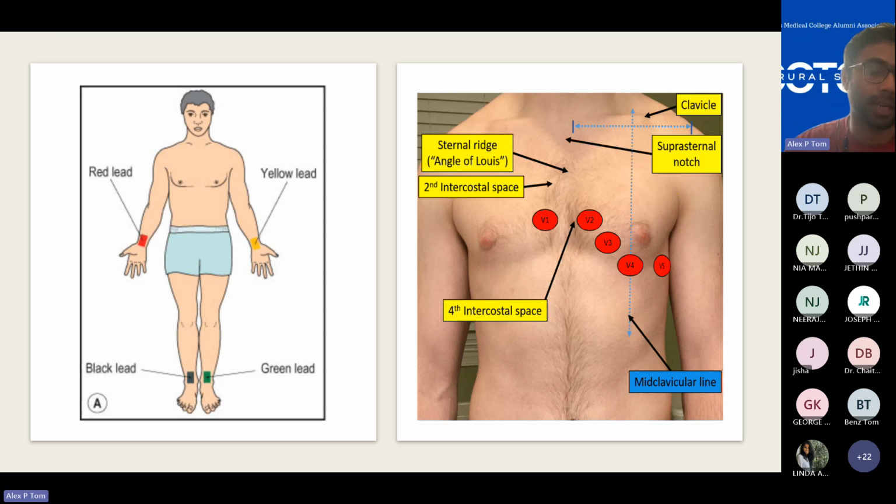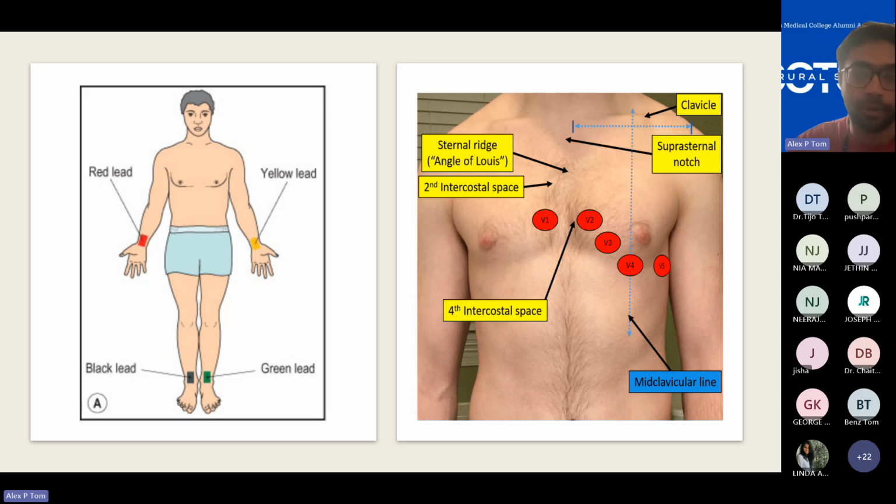So yeah, you have the red lead, that is the right upper limb lead on your right upper limb, and then yellow, that's the left upper limb lead on your left wrist. And then you have the left lower limb, that's a green lead on your left lower limb, and then the black one, that's a neutral, so that will go into your right lower limb. So that is the limb lead placement. And then here you have the chest lead placement.